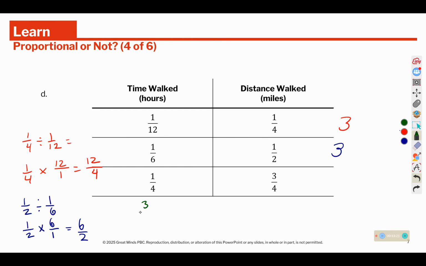And the last one. Leave, change, change. 3 times 4 is 12. 4 times 1 is 4. And we already said 4 fits into 12 exactly 3 times. So this one is proportional. And we can say that for every 1 hour, they walk 3 miles.